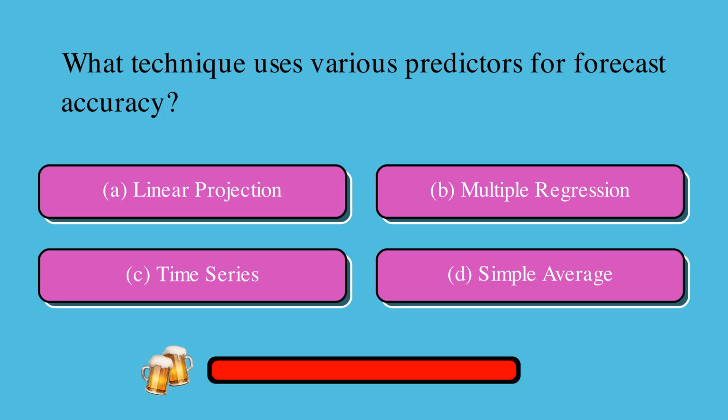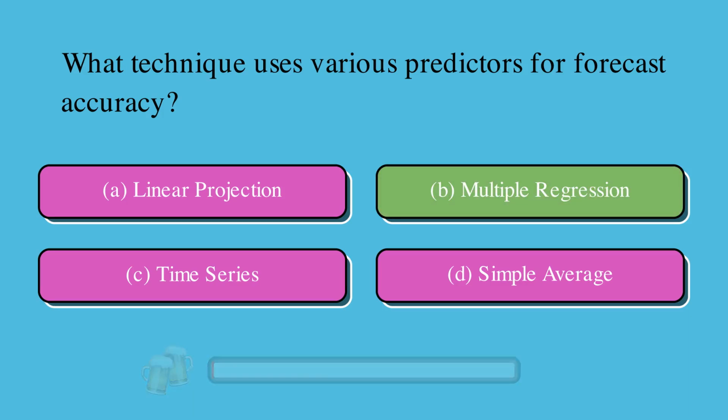What technique uses various predictors for forecast accuracy? Is it A, linear projection, B, multiple regression, C, time series, or D, simple average? The correct answer is B, multiple regression.